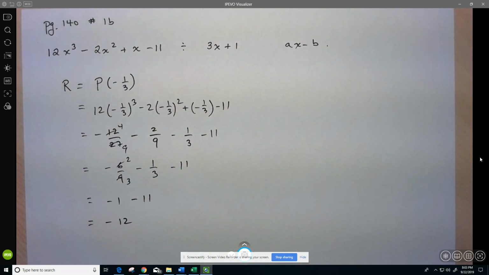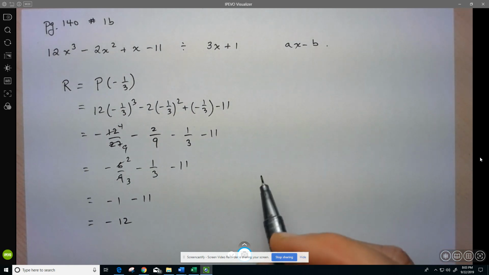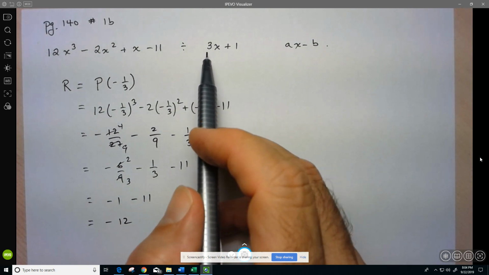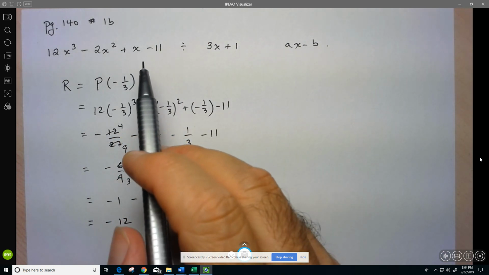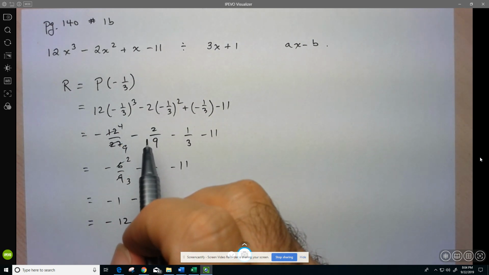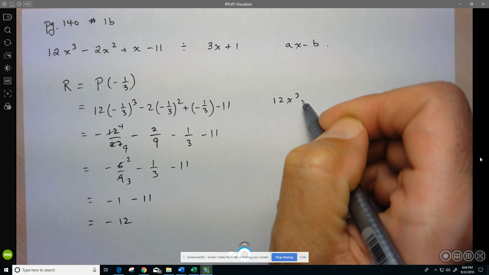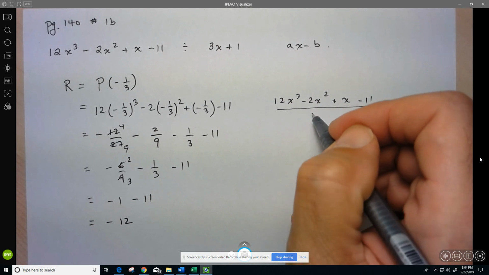All right. Now in part 2, it says perform the division and express the result in quotient form. I'm not too worried about what the form is here, but I want to do the division. Here we know that when we're dividing by a linear expression with a non-1 leading coefficient, either we have to do it by long division, or if we do it with synthetic division, we have to manipulate the expression a little bit. Okay, so I'm going to use synthetic division. So I'm going to take 12x cubed minus 2x squared plus x minus 11, divided by 3x plus 1.